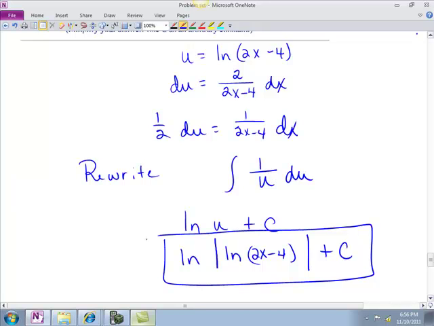All right, you've got to have your rule sheet with you so that you remember what the integral of 1 over u is. Are we in the rule sheet with the test? That's fine.